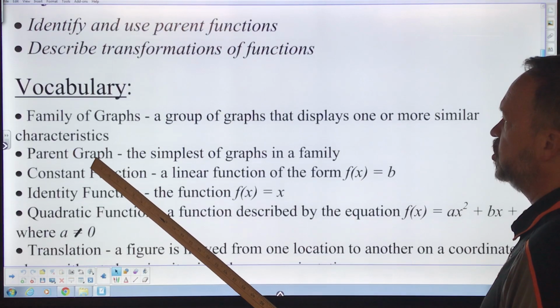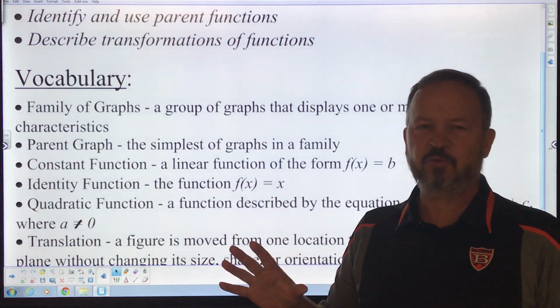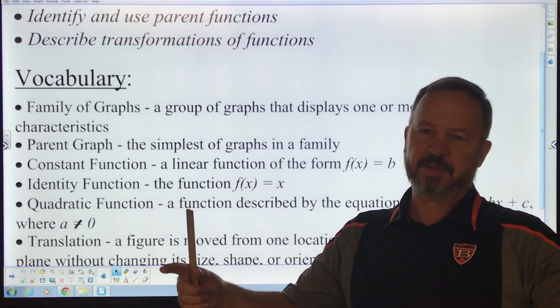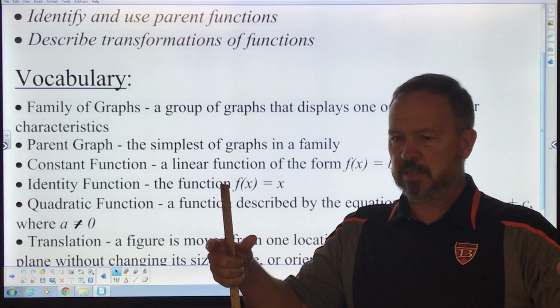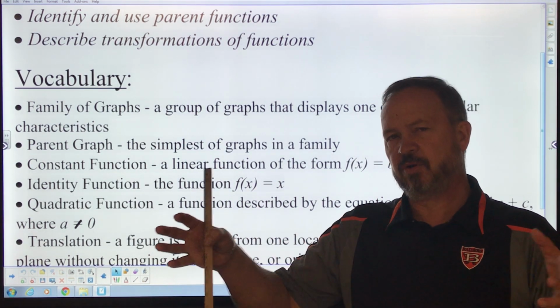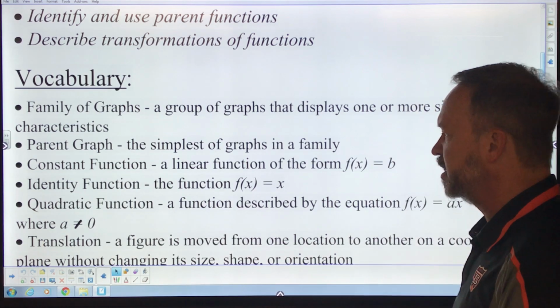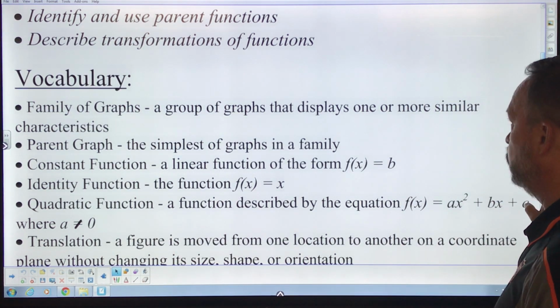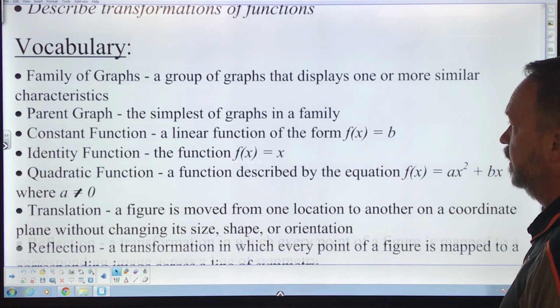A parent function is just like the function before we do crazy stuff to it. So it's what the parents look like before the kids come along. Because, you know, every kid looks like a parent, but yet they've got their own variations. And so that's kind of what we're talking about with this idea of parent functions. We'll also look at some transformations.